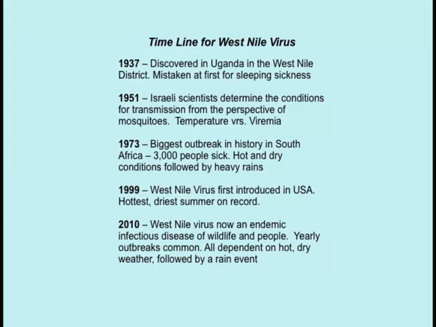Now, if we look back in history and look at the discovery line for the introduction of this virus into the New World, we can begin with 1937, when it was first discovered by some British and Scottish investigators working in East Africa. And in Uganda, they were working in the West Nile district, looking for the causative agents of sleeping sickness. Now, you all know what sleeping sickness is.